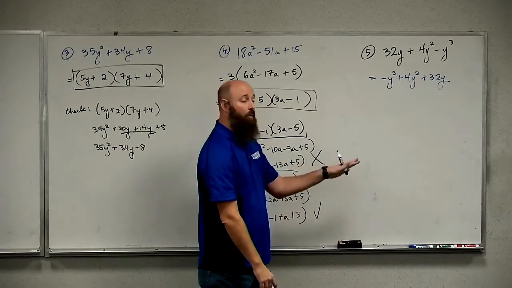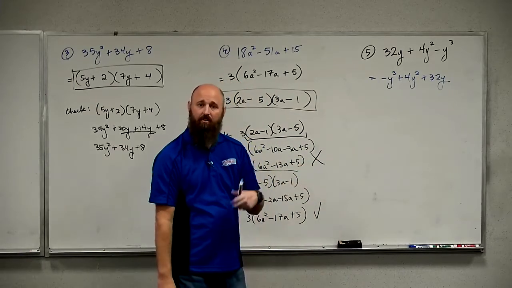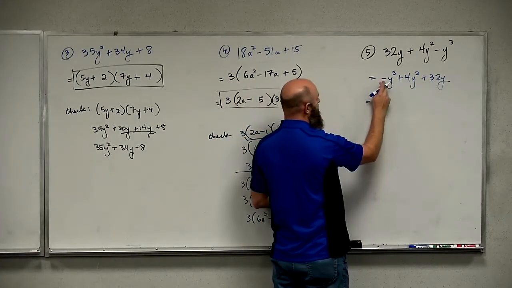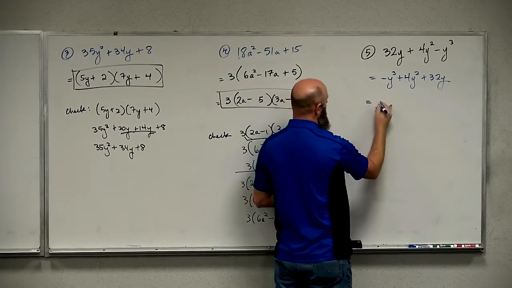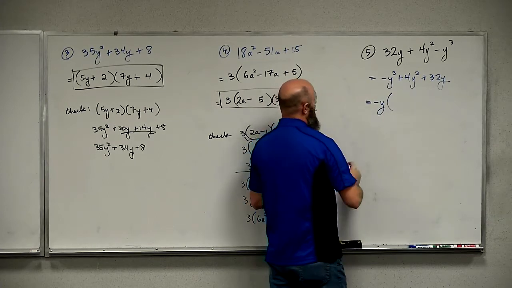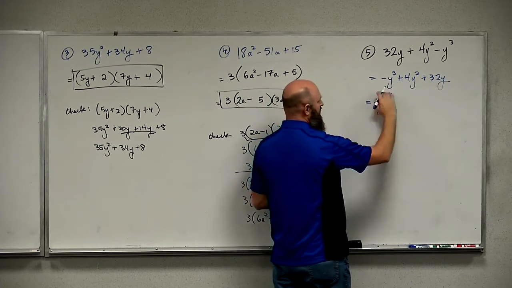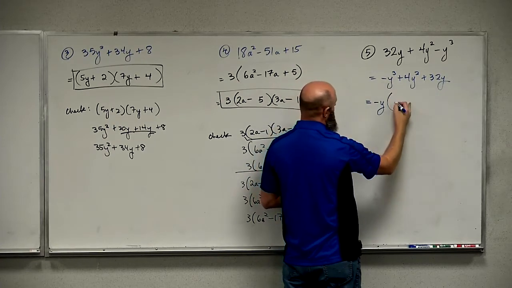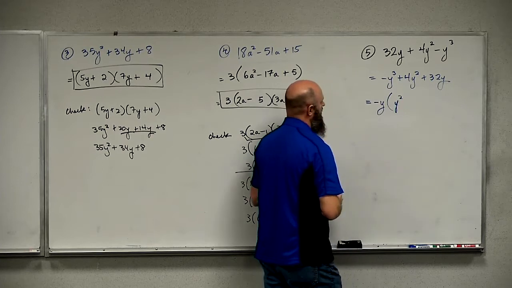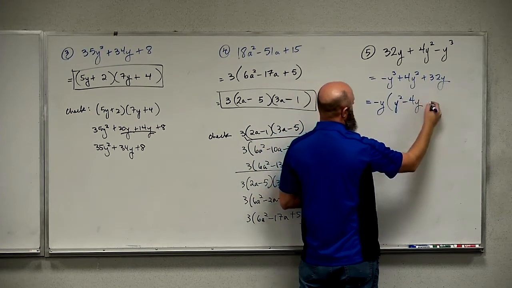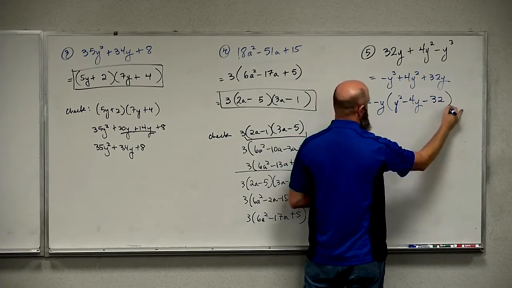All right, now they all have a y in common. So I can factor that off. That's a greatest common factor for those. And this first one is negative, so I need to factor off a negative y. Well, the negative is going to change all my signs, and then we're going to take one y away. So that now is positive y squared. This becomes negative 4y, and this one is negative 32.